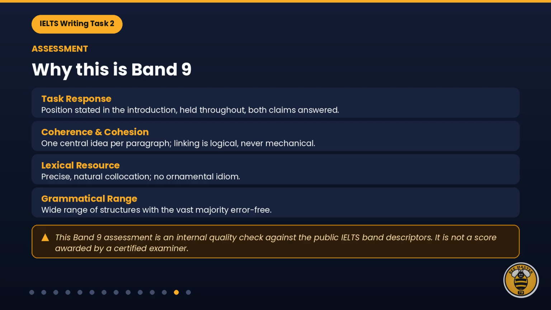One honest caveat. This Band 9 assessment is an internal quality check against the public IELTS band descriptors. It is not a score awarded by a certified examiner.